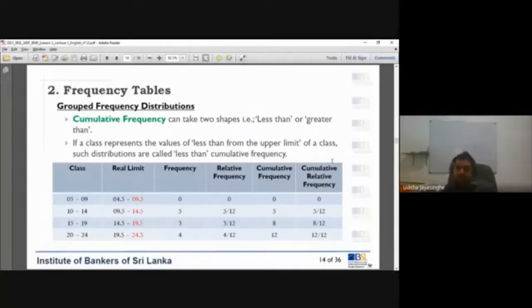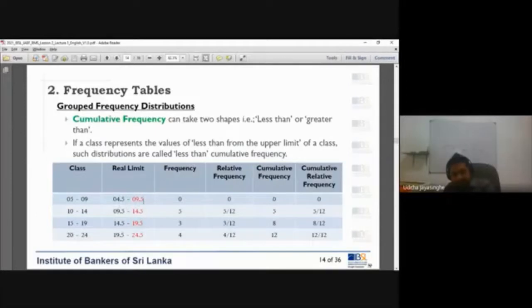There are two styles where you can present these cumulative frequencies. Namely, those are the less than or greater than style. Look at the second bullet point. If a class represents values of less than the upper limit, highlighted in red here, of a particular class, such distributions are called less than cumulative frequency.